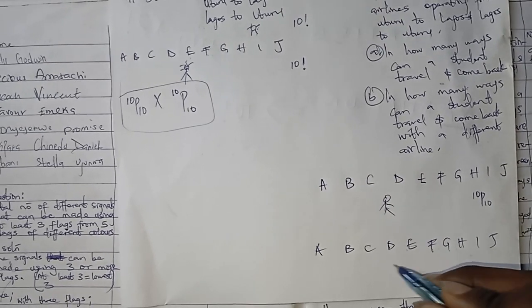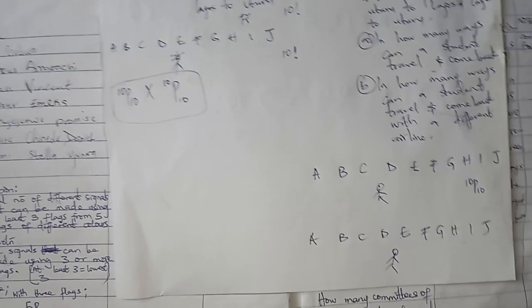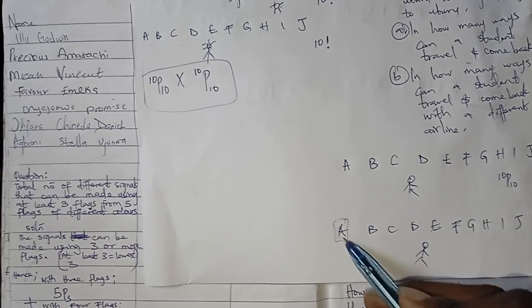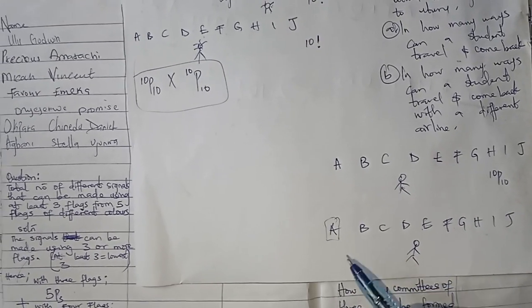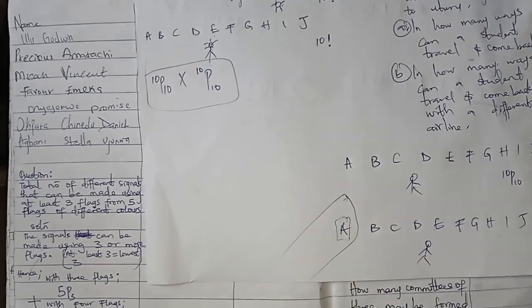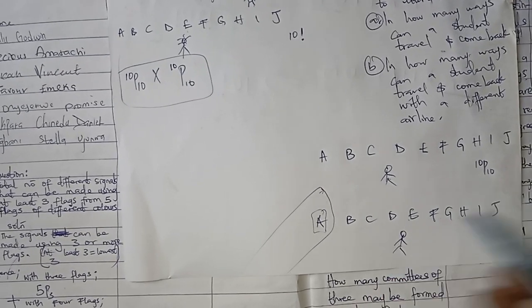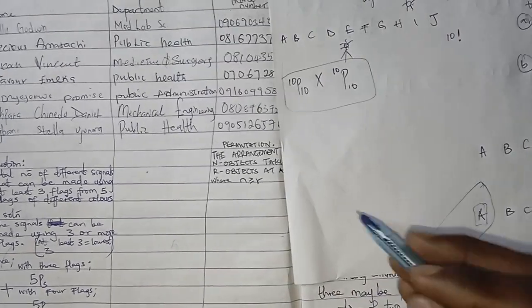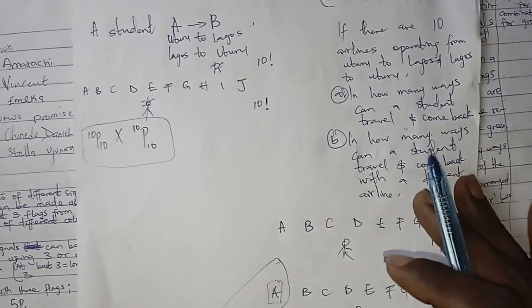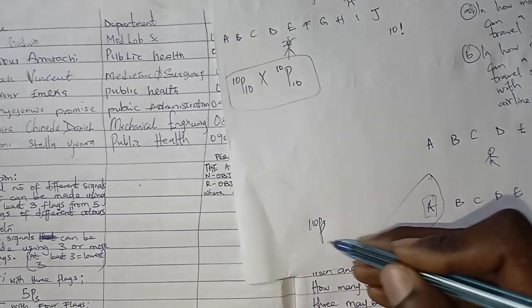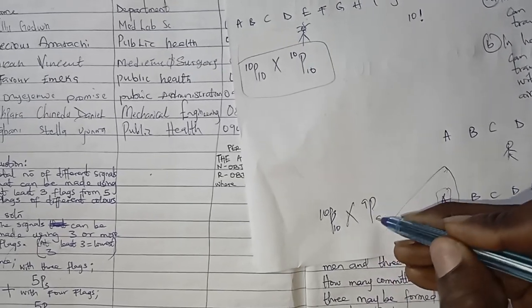On coming back, this student is to return with a different airline. So let's say the airline that took this student is airline A. When this student comes and sees airline A, there's already that condition that she or he should come back with a different airline. So airline A should not be among the options. So this student has just 9 options on coming back, which is 9 permutation 9. So when the question asks in how many ways can a student travel and come back with a different airline, it's going to be 10 permutation 10 times 9 permutation 9.